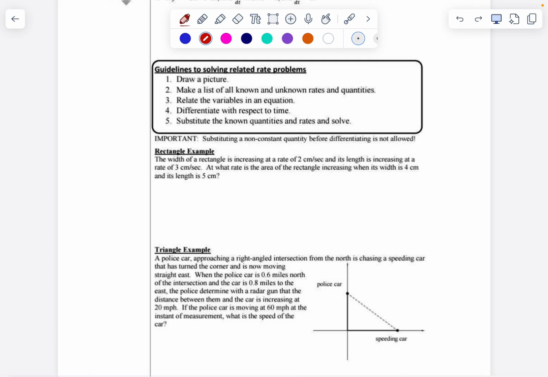The width of a rectangle is increasing at a rate of 2 centimeters per second, and its length is increasing at a rate of 3 centimeters per second. Okay? Maybe you're like stretching a rubber band around a rectangular box or something. That's this. Okay? We're stretching it out. At what rate is the area of the rectangle increasing when its width is 4 centimeters and its length is 5 centimeters? So this is dependent on how big the rubber band is or whatever we're stretching. So let's follow our steps.